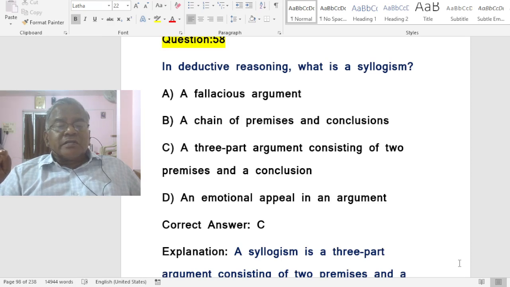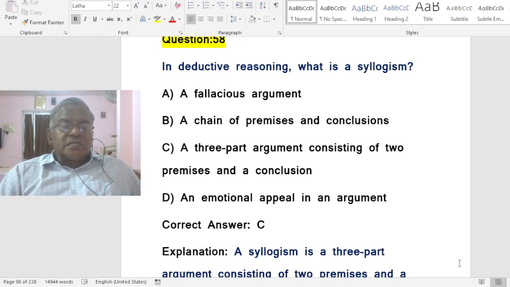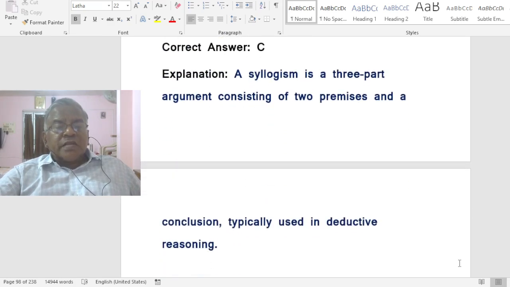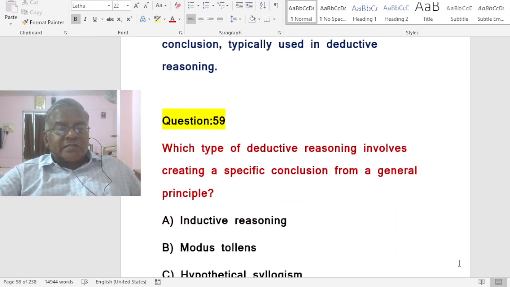So, in deductive reasoning, what is a syllogism? That is a three-part argument: two premises, one conclusion. A syllogism is a three-part argument consisting of two premises and a conclusion, typically used in deductive reasoning.